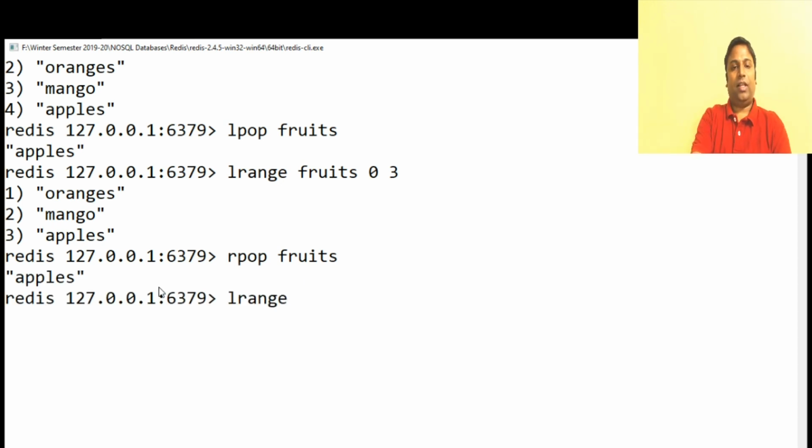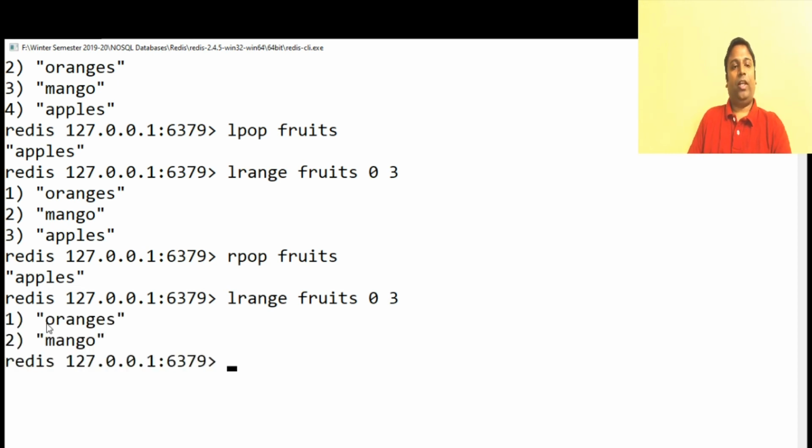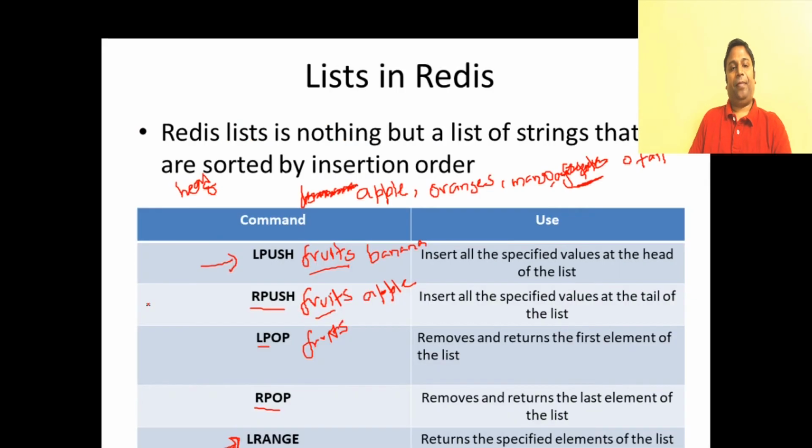Let's look at what is there in our list. 0 and 3. So we have only oranges and mangoes left. So that is the use of lpop and rpop in Redis lists.